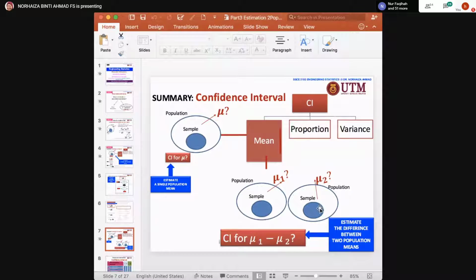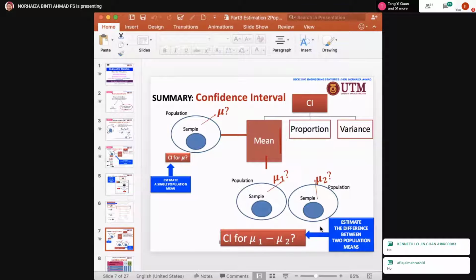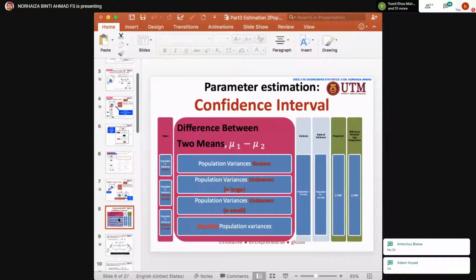Okay, I hope it is understood what we're going to do today, which is to look at the confidence interval for the difference between two means. Right? Any questions so far? Response, please. Okay, right. So that is the premise of our discussion today.